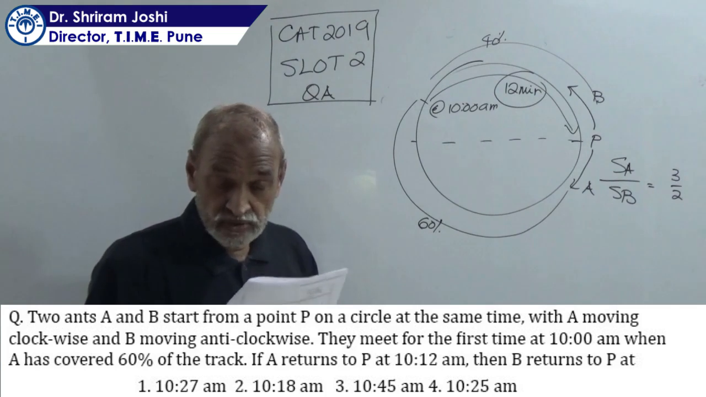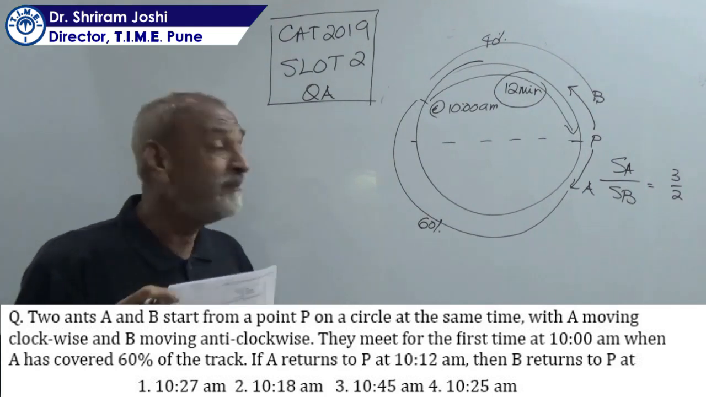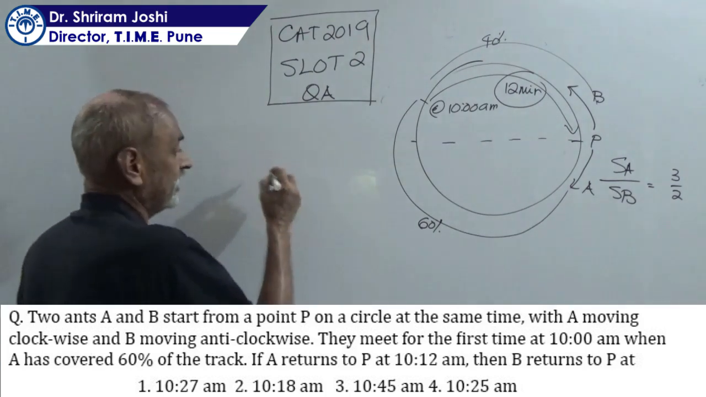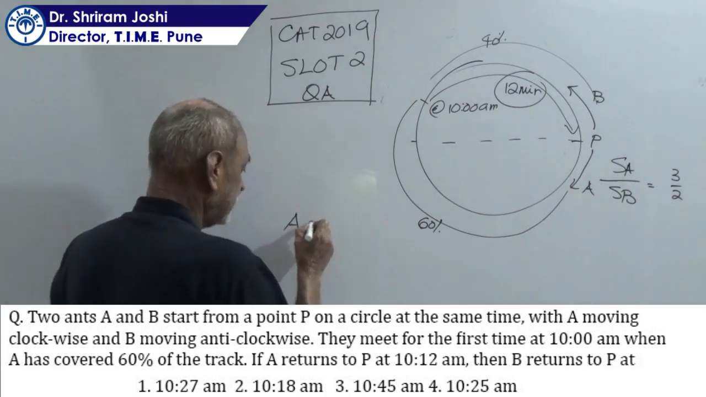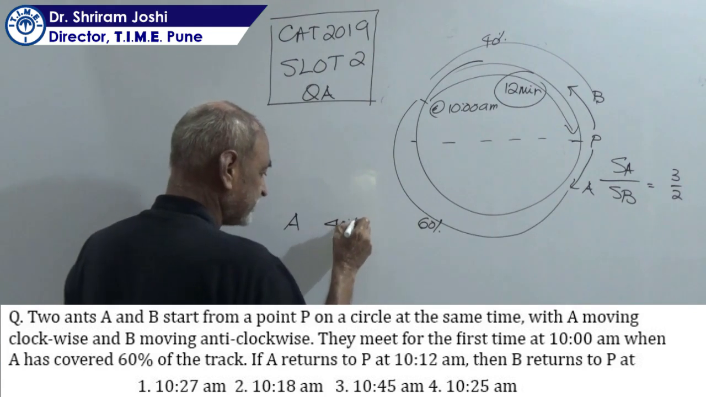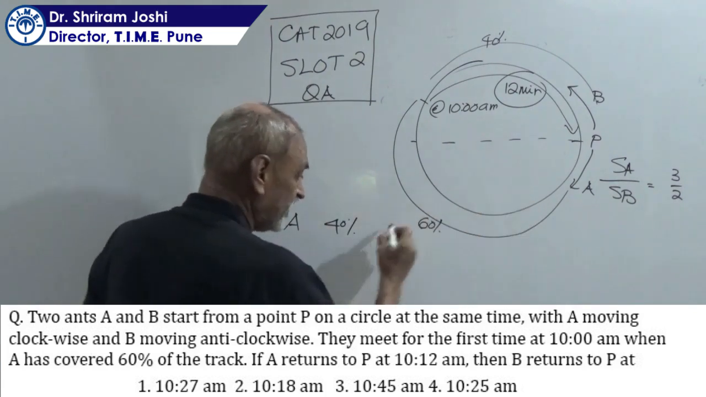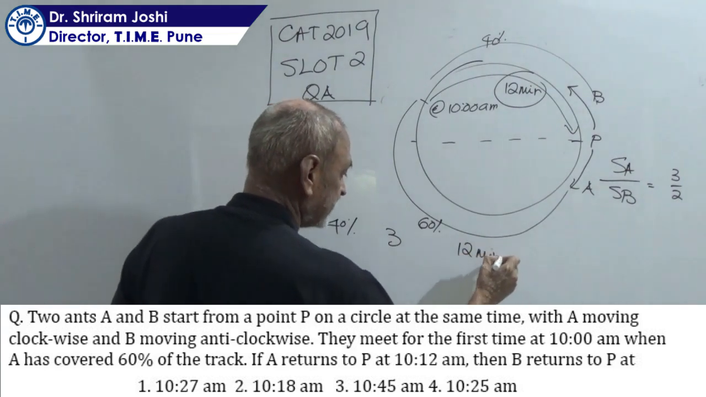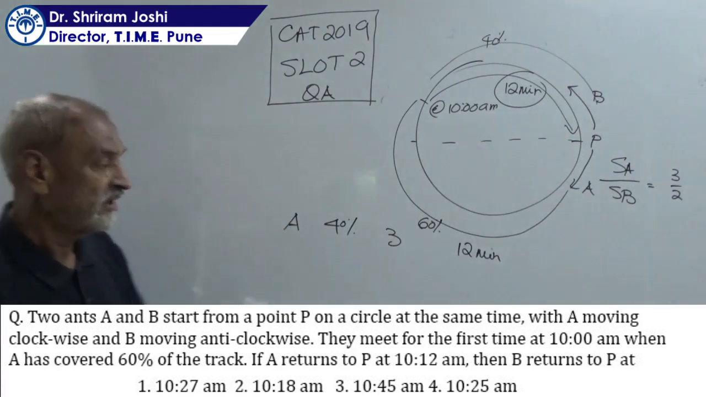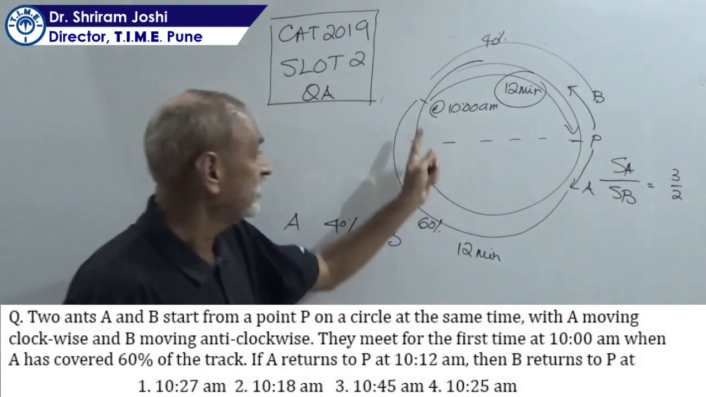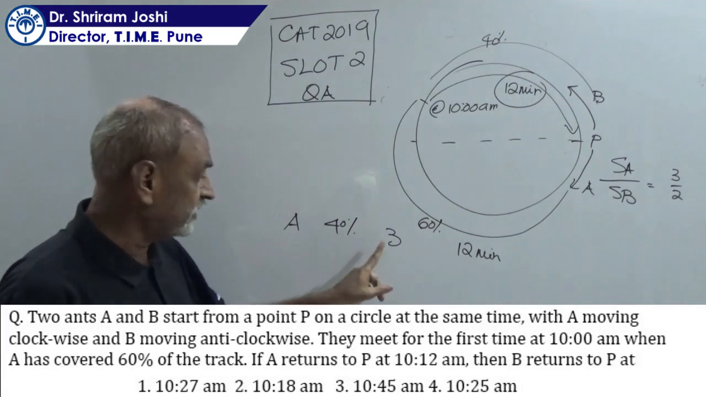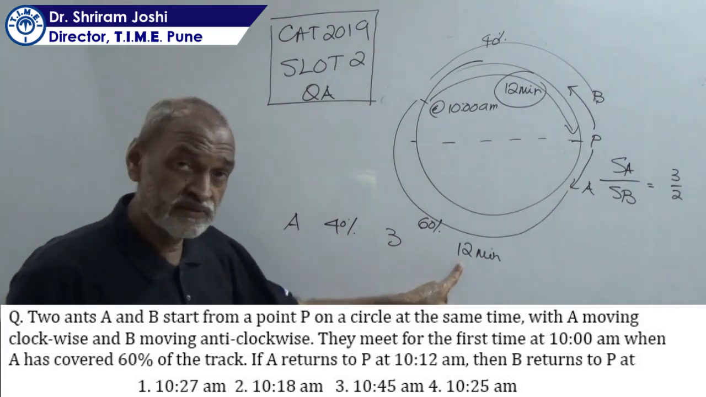Okay. How much distance does B have to cover? B has to cover 60%. Please understand, what is happening for A? Distance covered is now 40% at a speed of 3 and the time taken is 12 minutes. A's speed is 3. Distance covered by A, 40%. 40% distance covered, 3 is the speed, time taken is 12.